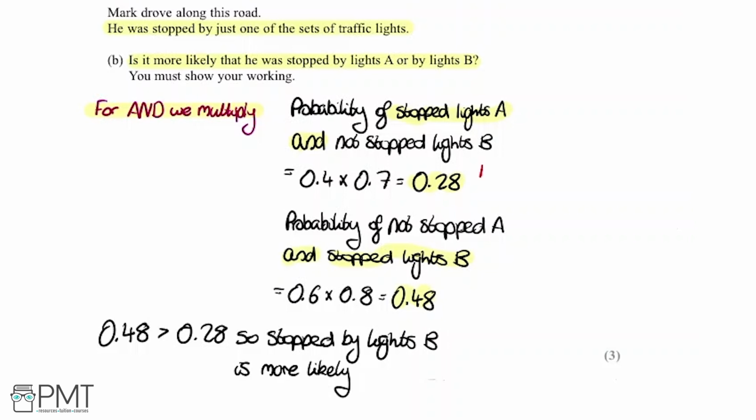So in this part of the question, we get 1 mark for multiplying our probabilities together. We get a second mark for getting the correct results here. We get a third mark for a correct conclusion by comparing the probabilities.